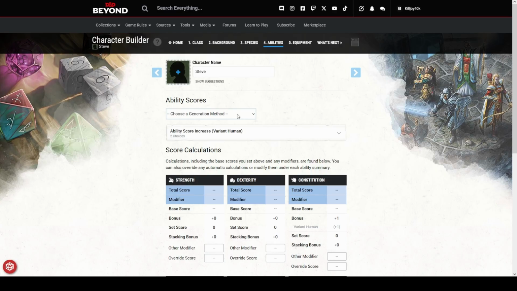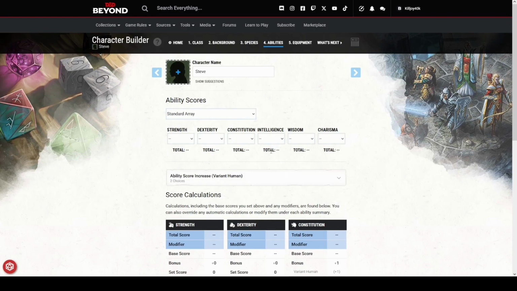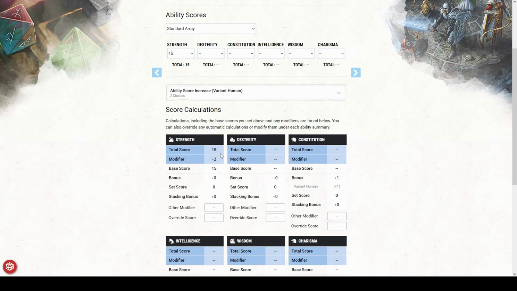Generation method. This is something your DM's going to tell you to pick. This is something you don't get to decide yourself. So, standard array. Standard array, you have 15, 14, 13, 12, 10, and 8. These are your ability scores. A 15 gives you a +2 modifier. So ability scores range from 20 to 1 for player characters.